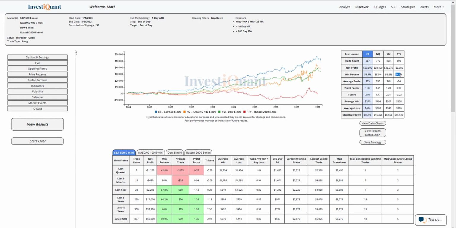And the Russell, 54%. If we look at the average moves, the average loss is larger than the average win here in the S&P. That's also the case for the NASDAQ, for the Dow, and for the Russell. So all four of them do have larger average losses compared to their average wins, but the win rates are skewed towards the upside on very large sample sizes.